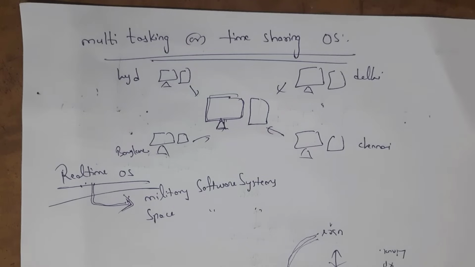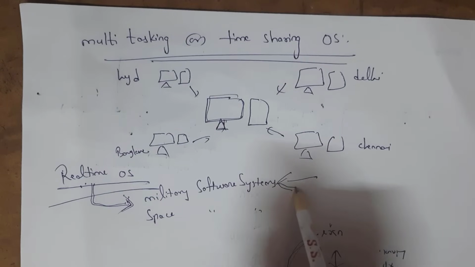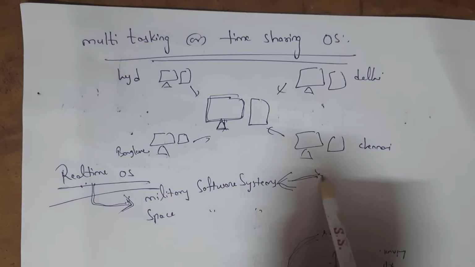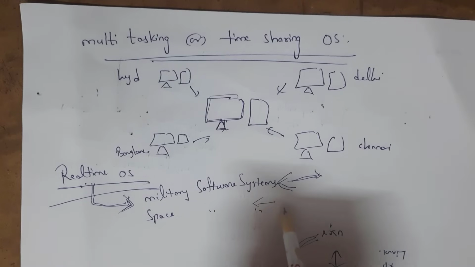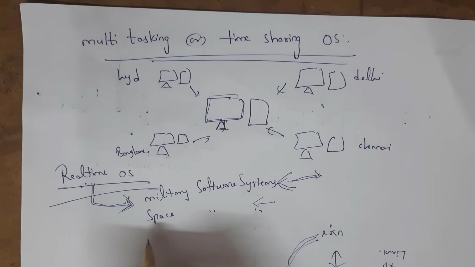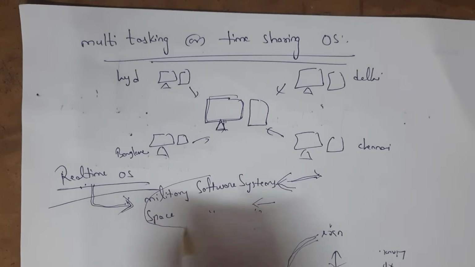If there is any crime or any bomb blast, then this military operating system will give an immediate response, and similarly if there are any changes in space, then we will immediately get a response by using space software systems. These both are examples of real-time operating systems.